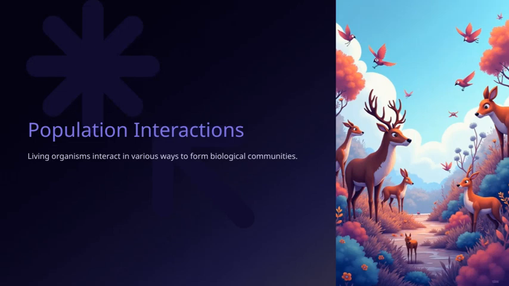Living organisms interact in a variety of ways to create complex biological communities. These interactions are fundamental to understanding how ecosystems function and maintain balance. When we talk about population interactions, we're referring to the relationships between different species living in the same area. These relationships can be cooperative, competitive, or even neutral. For example, some species might compete for the same resources, while others might help each other survive.